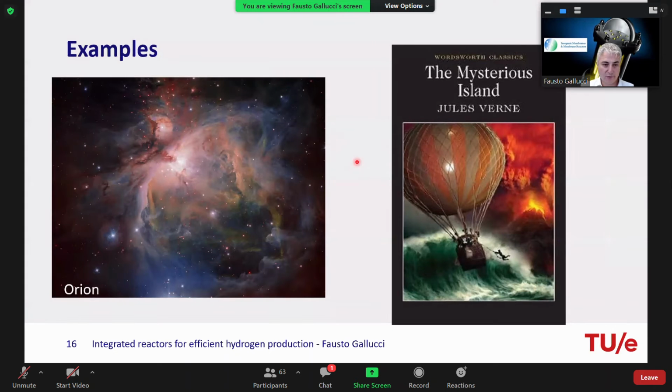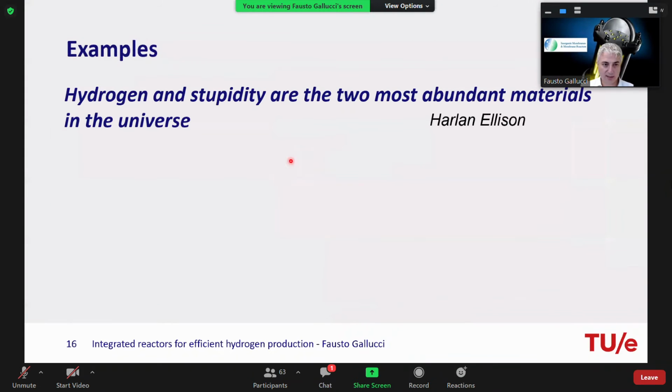And if we want to put these pictures in words, this is the first sentence I like a lot, which says that hydrogen and stupidity are the two most abundant materials in the universe. The only problem we have is that hydrogen is not concentrated on Earth. So we have to produce hydrogen.